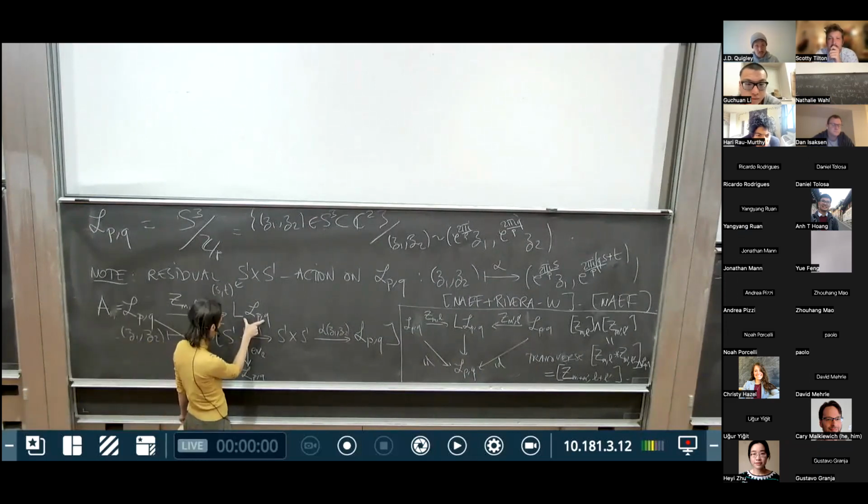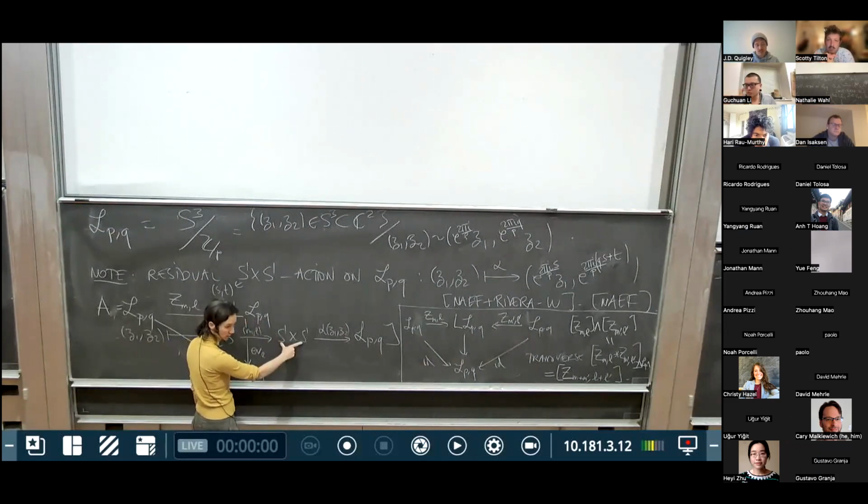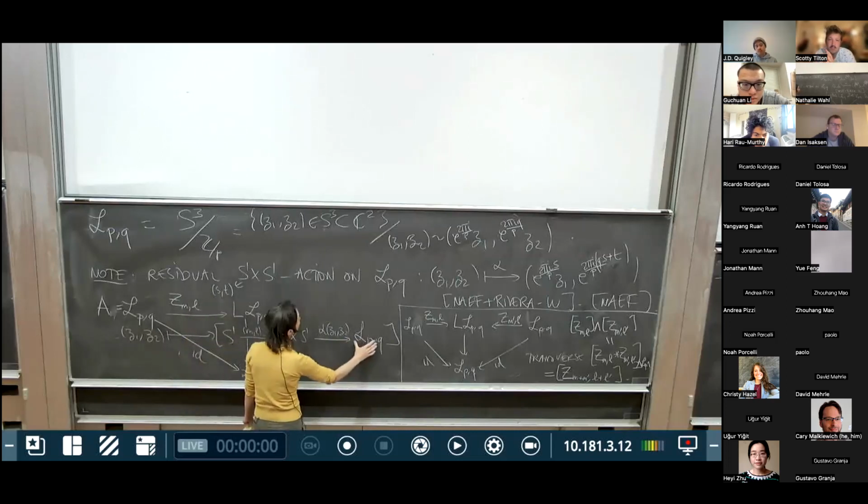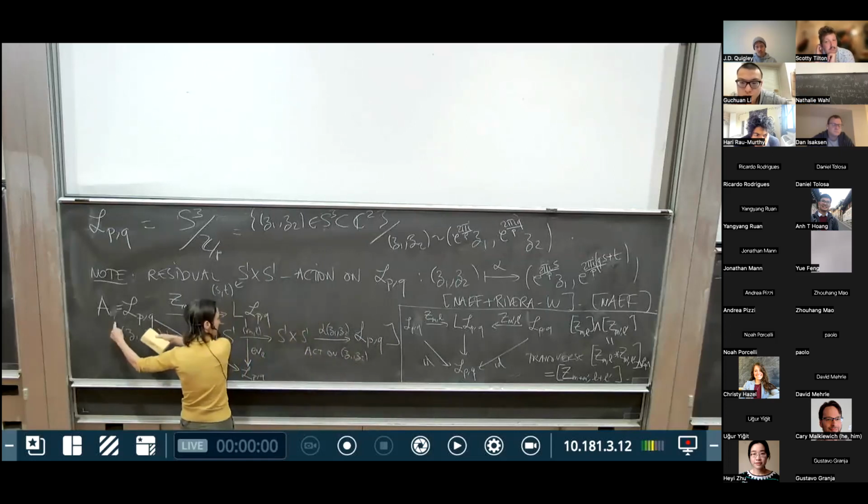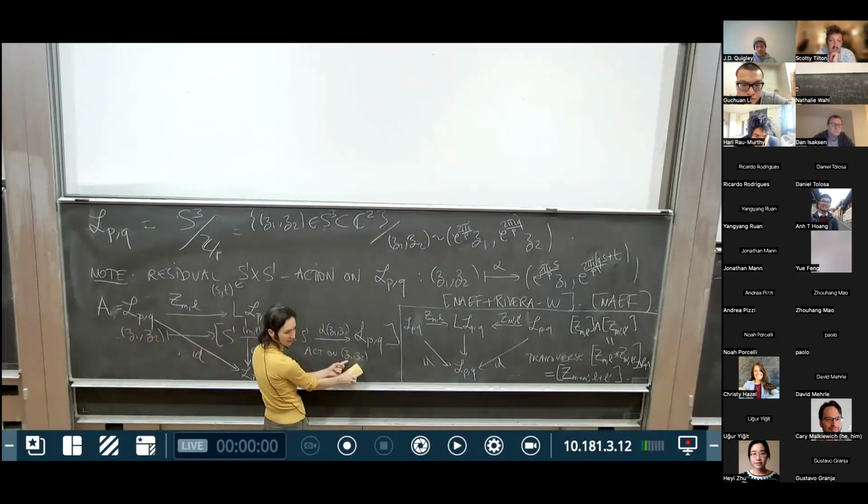And how do I define the loop? A loop is a map from S1. So I take S1 diagonally and pick a loop in S1 cross S1, a slope M, N loop in here. Now I have an action. I'm going to use this action of S1 cross S1 to act on Z1, Z2. So for every point in the length space, I can act on it.